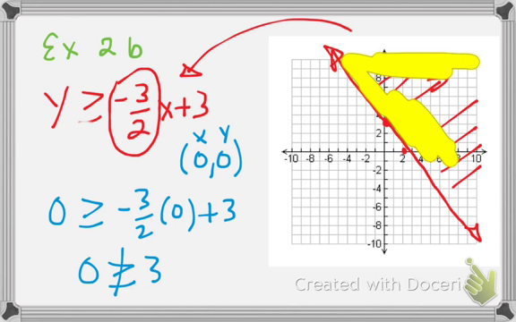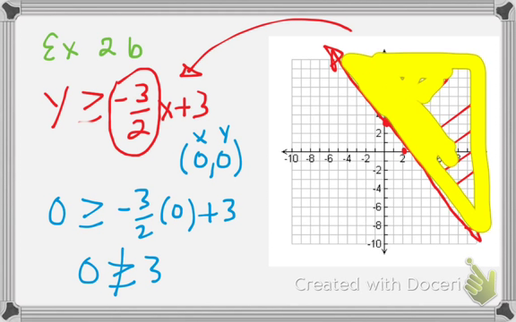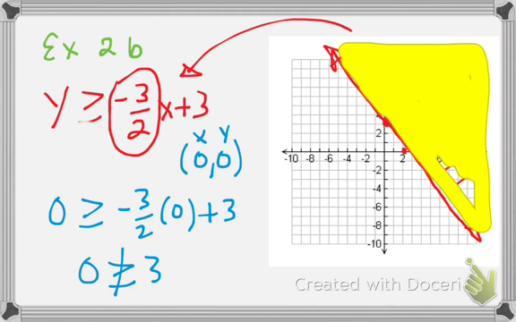And you can prove this. We can choose any point on this side, any point from here to eternity, infinity and beyond, and it's going to be true when we plug it in to our inequality. Okay? So any point over here, any point is going to be true. Okay?